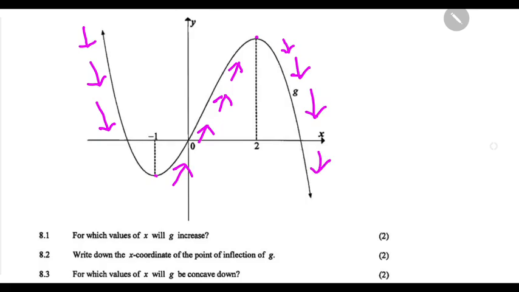So he wants to know for which values of x this g will increase. Obviously between these two turning points the graph is increasing. So my answer will be between -1, and -1 is included, and 2. I told you, whenever they ask about a cubic graph increasing or decreasing, both of these x values, the turning point values, are included.